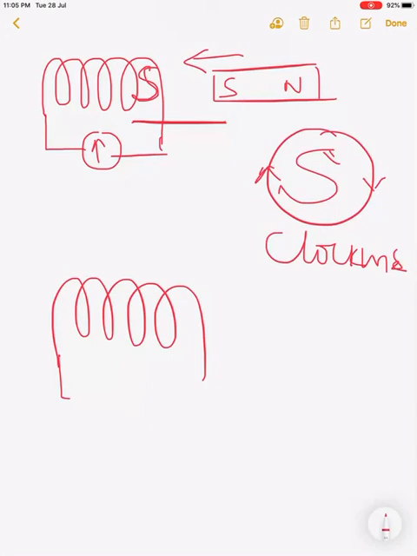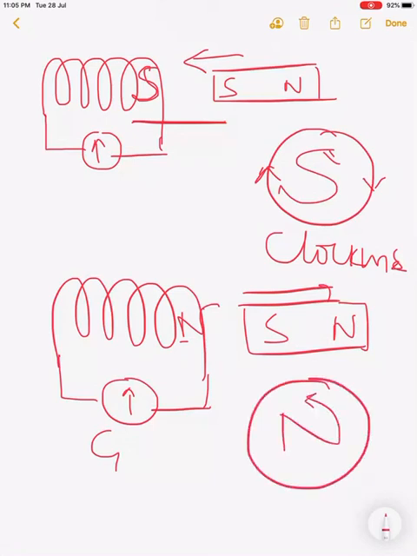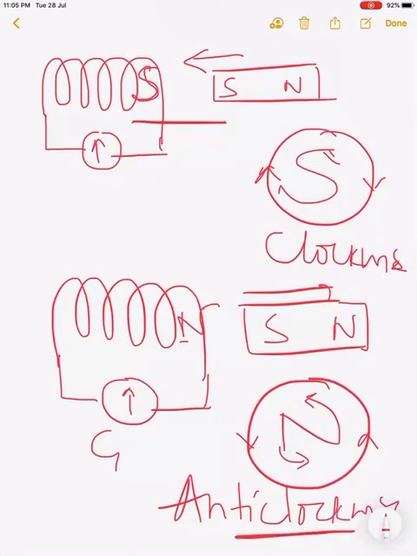And if we have the next experiment, with this galvanometer and the south pole moving away, then a north pole is produced here. And again the current here will be, north pole means it is anti-clockwise. So by this experiment, one can explain very easily that Lenz's law obeys the principle of conservation of energy.